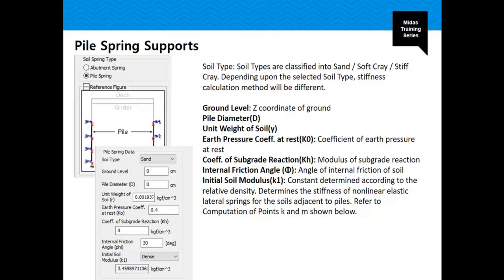So here are some of the parameters that the program uses for defining the spring properties, such as ground level, the Z coordinates of the ground, the pile diameter, the unit weight of the soil, the earth pressure coefficient at rest, the coefficient of subgrade reaction, the internal friction angle, and initial modulus. These are the things that the program uses to calculate the soil stiffness, and this is what you need to input in the program.